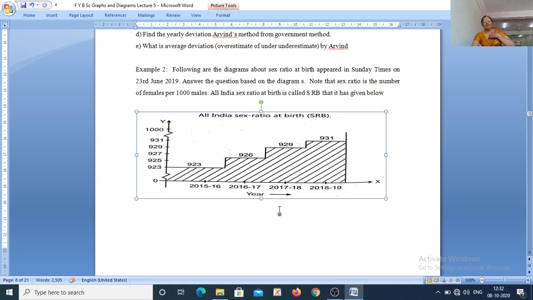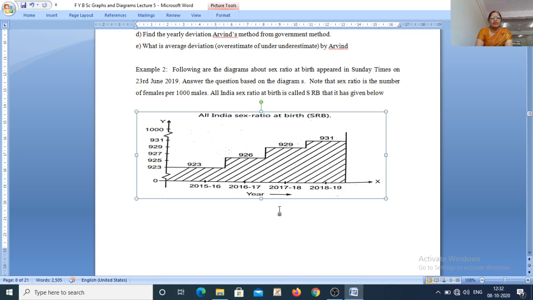For example, if in, say, Nasik city there are a total of 1900 births. In 1900 births, suppose the total number of females is 900 and the total number of males is 1000, then the sex ratio for Nasik district is 900. So sex ratio is nothing but the total number of females per 1000 males. In this case, the all India sex ratio at birth, which is also called SRB, is given below.